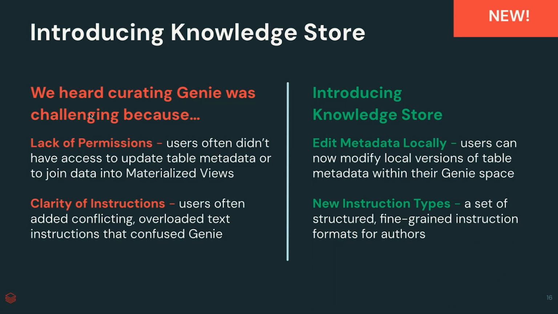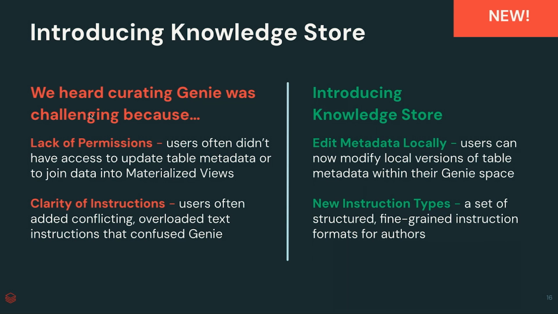There are two principles for this. First is that we want to help authors edit their table metadata locally. Instead of having to edit everything and request permissions at the Unity Catalog level, we want to support authors to be able to quickly iterate on metadata inside of the Genie space. Second is releasing a set of new instruction types. So in coordination with your general text and your example SQL, we're releasing a set of more structured, fine-grained instruction formats that are easier for authors to add.